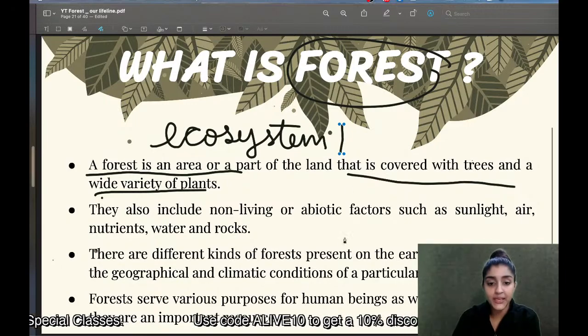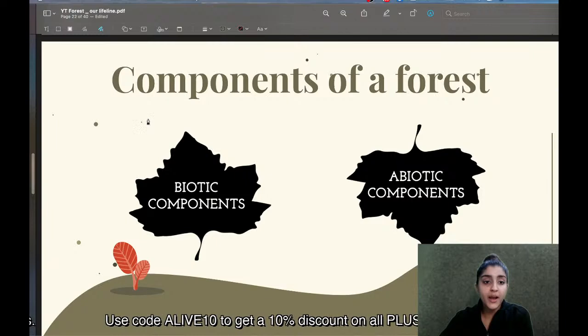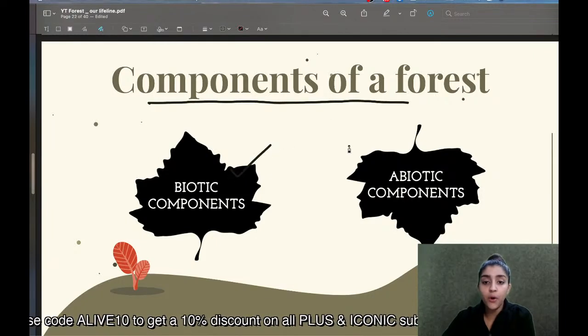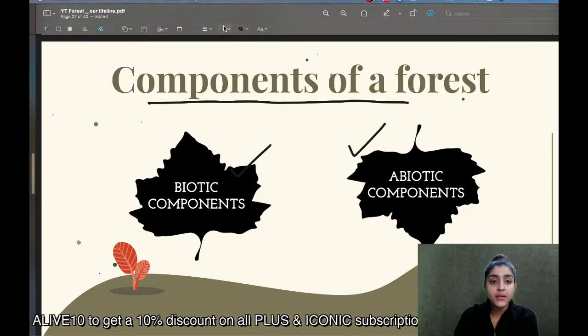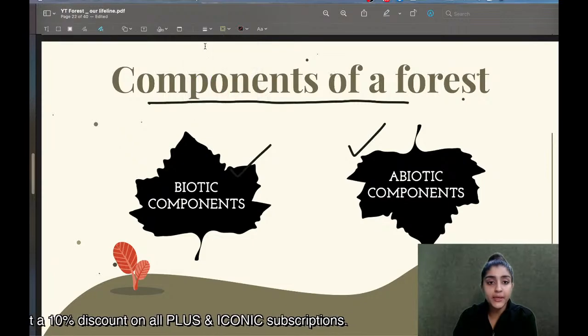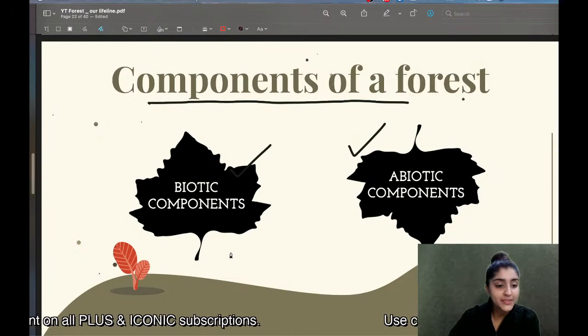Yes, absolutely. Okay, so let's quickly begin with another set of components of forest, that is known as biotic component or abiotic component. So what do you mean by biotic component? Really help me with that answer quickly. What do you mean by biotic component?